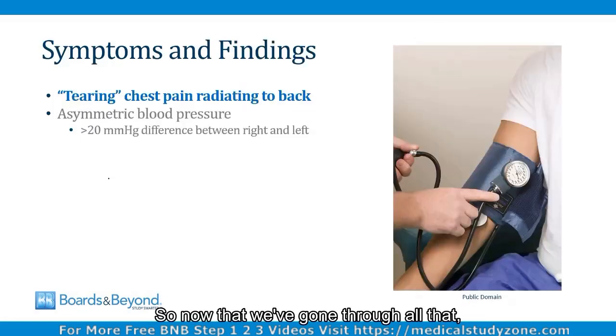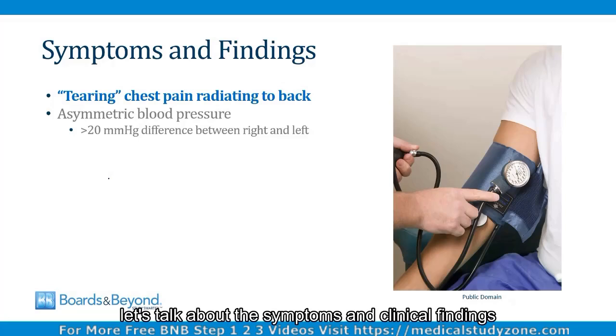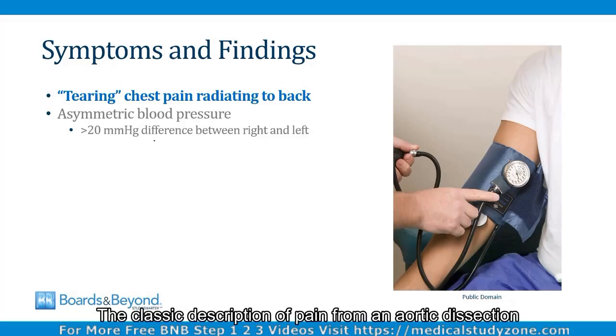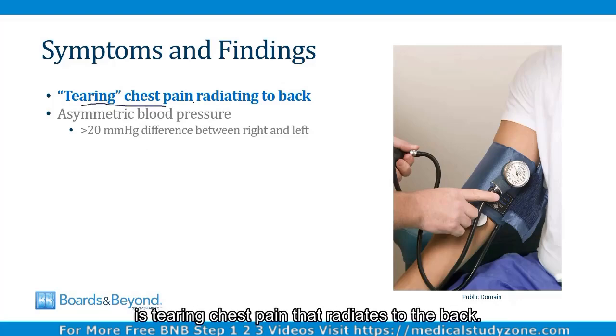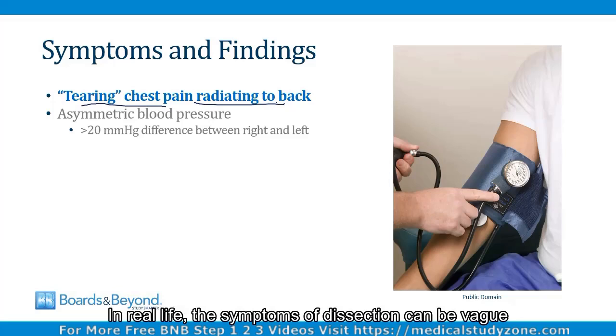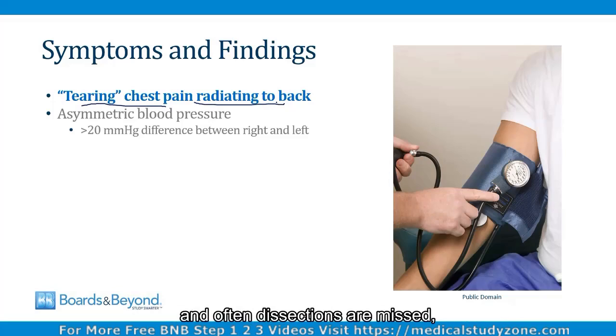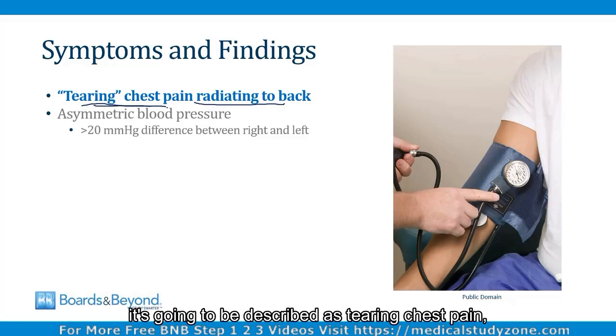So now that we've gone through all that, let's talk about the symptoms and clinical findings of aortic dissection. The classic description of pain from an aortic dissection is tearing chest pain that radiates to the back. In real life, the symptoms of dissection can be vague and often dissections are missed, but in terms of board questions, if they're going to describe a classic case, it's going to be described as tearing chest pain radiating to the back.